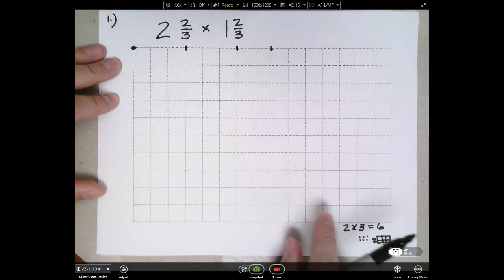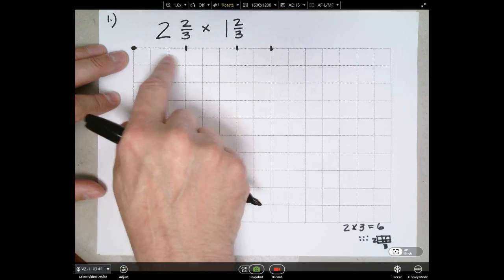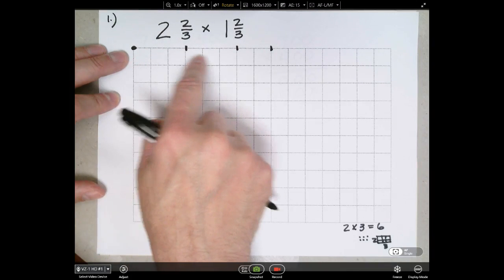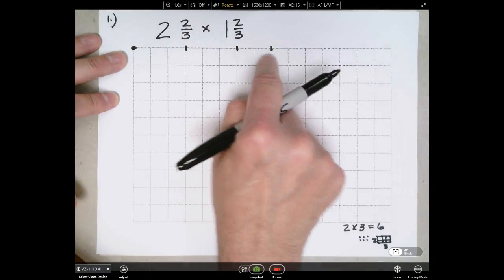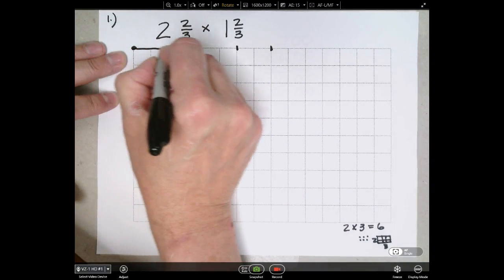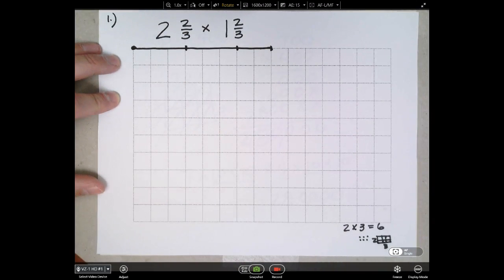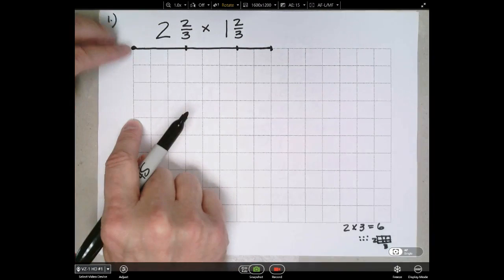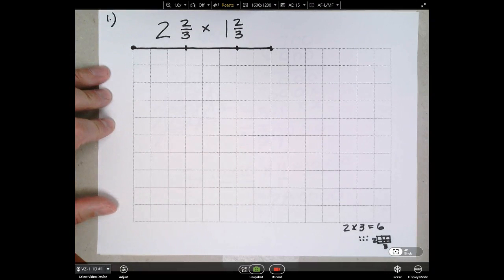Lots of different ways you may have chosen to do this. Here's how I've chosen to do it. If I know that each box is 1/3, I know that 3/3 makes one whole, and I have 2 wholes. So 1 whole, 2 wholes, and beyond that I need to go 2/3. So I went 1/3 more, 2/3 more, and there is my first line. Okay, same thing for 1 2/3. So instead of going across this time, we're going to go down. So starting at the dot, we're going to go down 1 2/3. Please do that now.